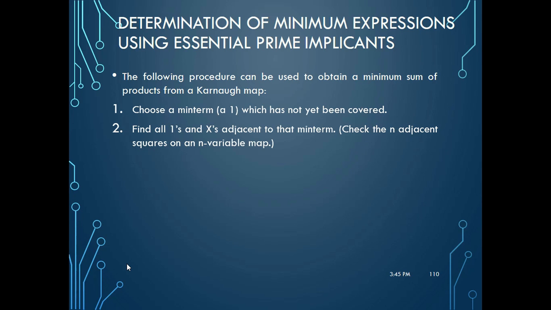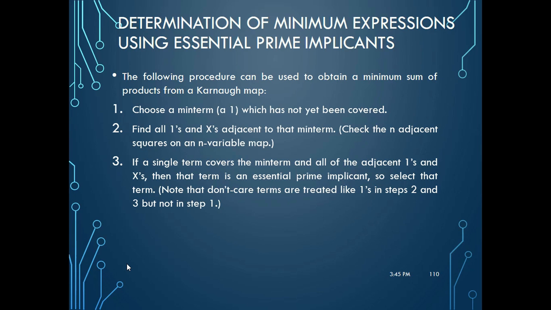Okay, and what can you do next? If a single term covers the min term and all of the adjacent ones and x's, then that term is an essential prime implicant. So select that term. That you have done already. Note that don't care terms are treated like ones in step 2 and in step 3, but not in step 1. Okay.